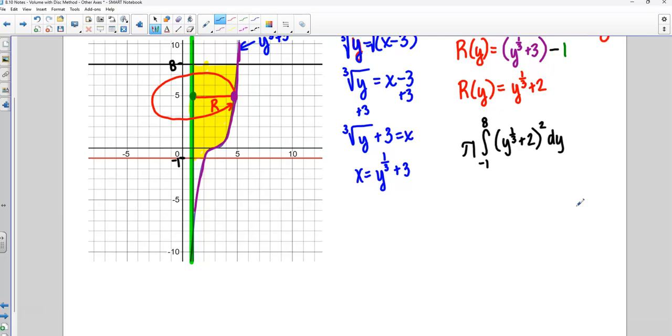Expand. Okay, what do I get when I do y to the 1/2 squared? Y to the 2/3. Very good. Plus, I have to do 2 times y to the 1/3, and I have to double it. That's going to give me 4y to the 1/3, and I square the last and get a 4.